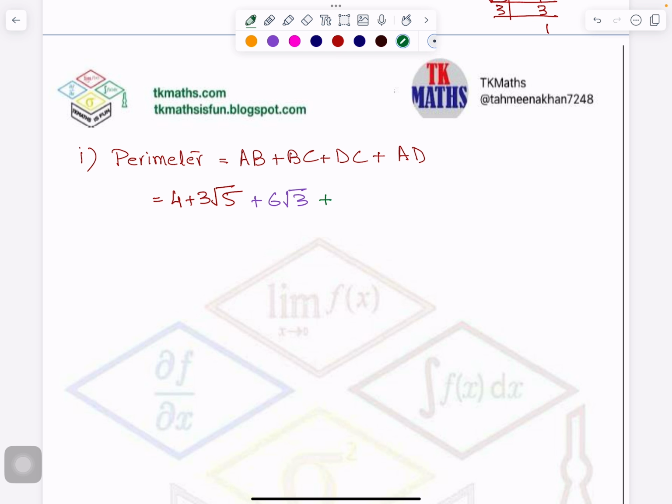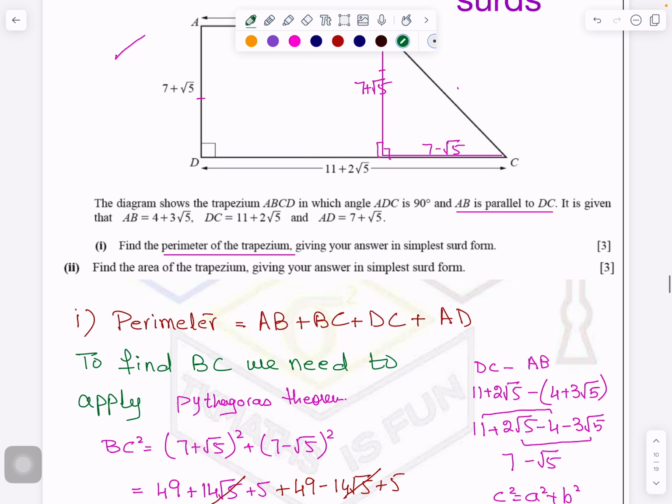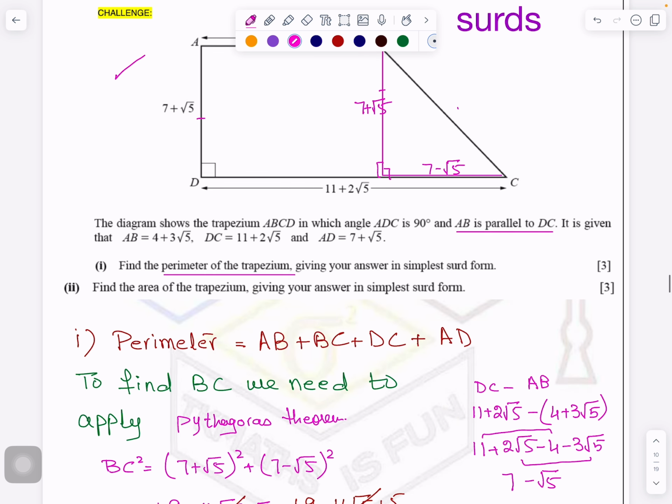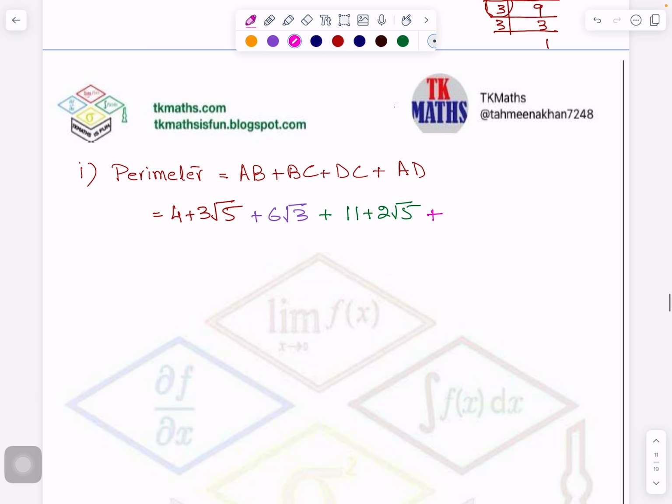And DC is 11 plus 2 root 5. I'm using different colors so that we can easily identify. And AD is 7 plus root 5. Now if you see, root 5 is not in all 3 terms, so I can add the real numbers.